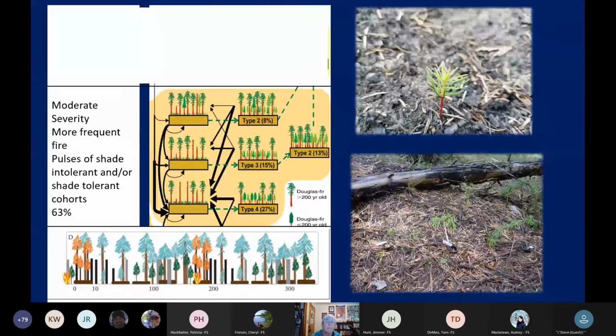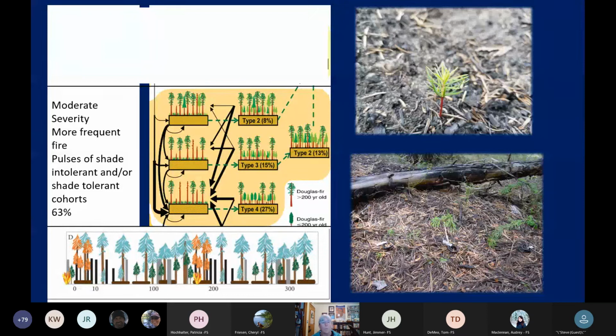By far and away the most common expression and stand trajectory pattern that he found was in this moderate severity, kind of more frequent fire, where there was episodic fire occurring across the landscape, but the episodes were discrete enough that he was able to determine one to several understory cohorts. So a stand might receive one to several non-stand replacing events over its life.